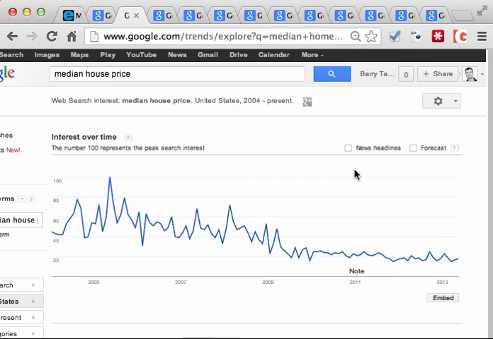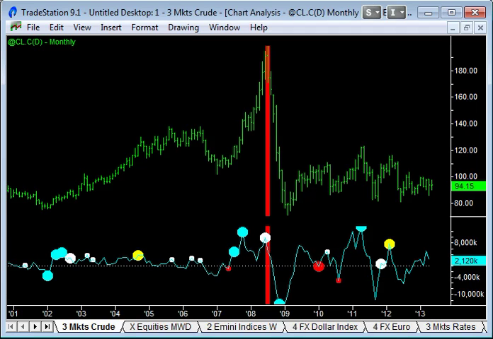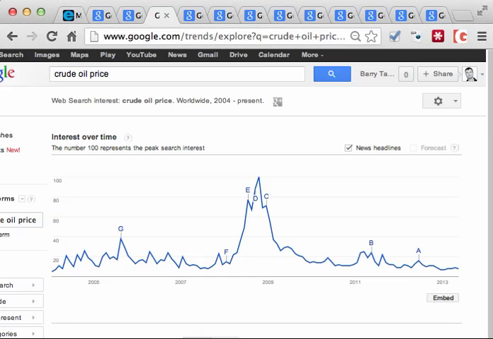If we go to a chart example, let's pull up the crude oil price. Let me just refresh your memory as to what happened with the crude oil price. This is the continuous contract in crude. We went above 100, up to over 180 on the continuous contract price, where we had this peak in 2008. In terms of the Google searches and mentions, the peak was October 2008, and the peak prior to that was July 2008.